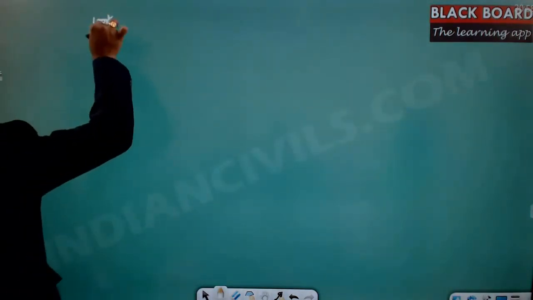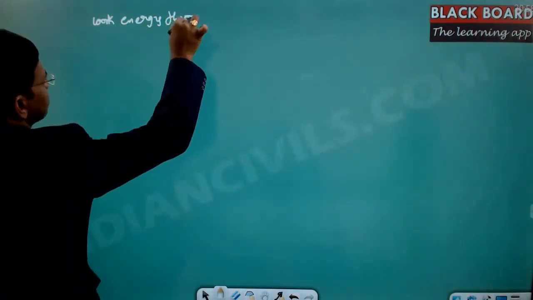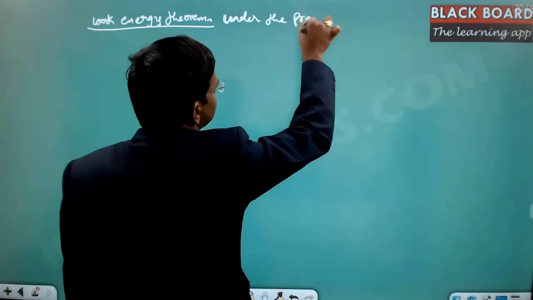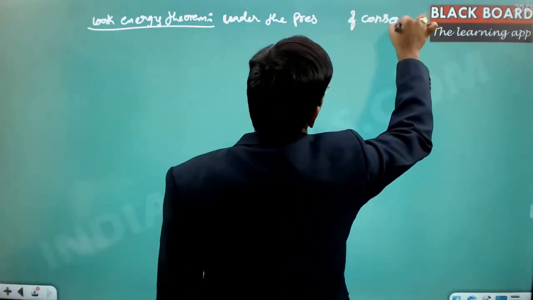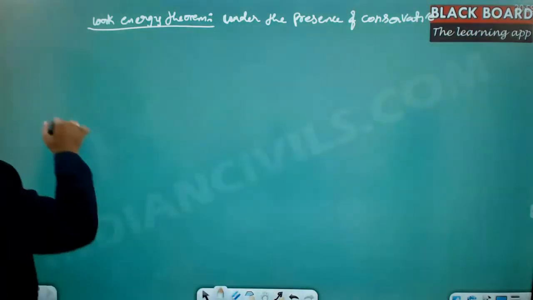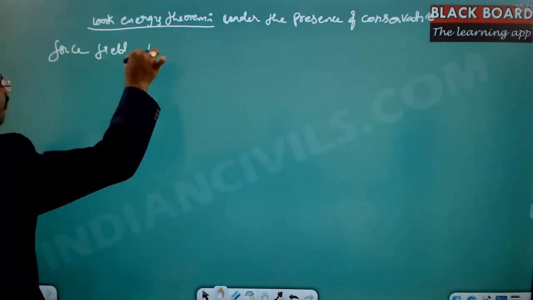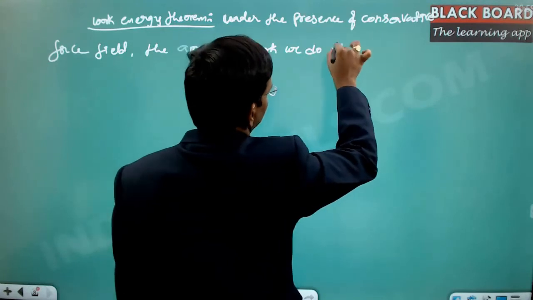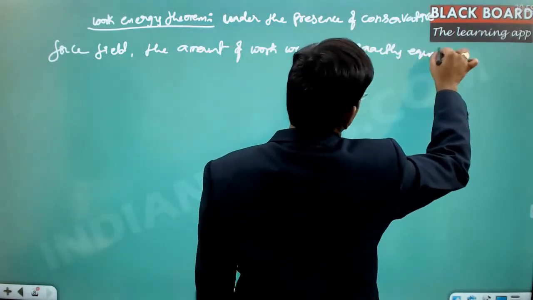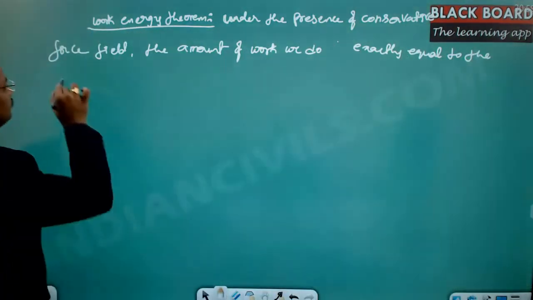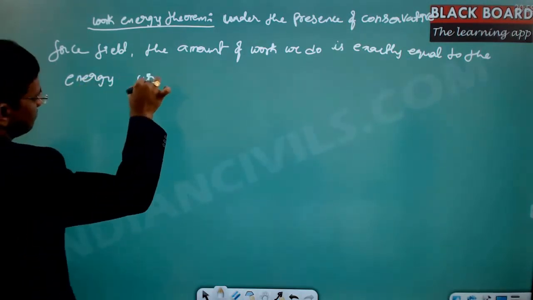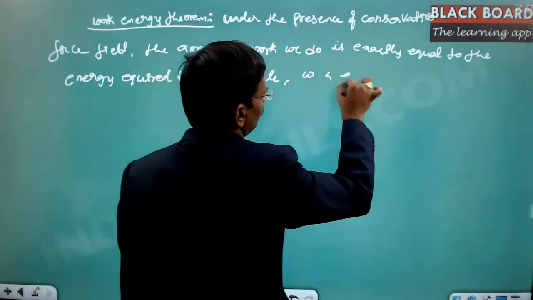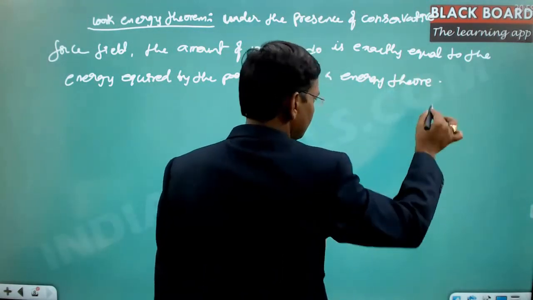One is the work energy theorem. Under the presence of a conservative force field, the amount of work we do is exactly equal to the energy acquired by the particle. So this is what is called the work energy theorem. Right? So work done is equal to the energy acquired.